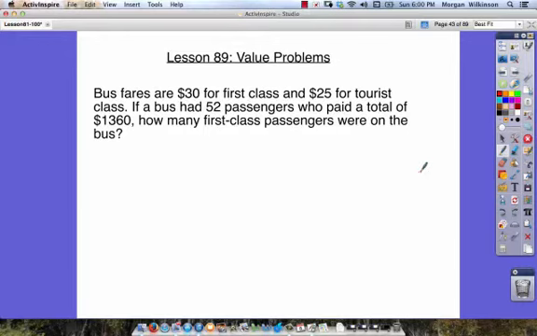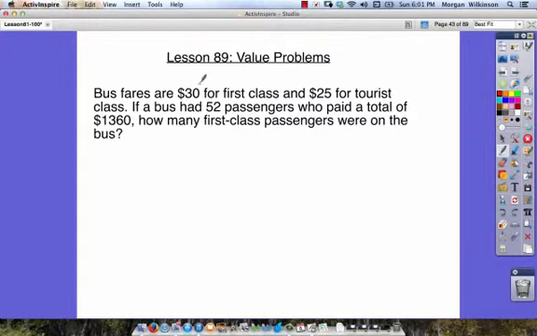Lesson number 89 today is about value problems. And our first question says, bus fares are $30 for first class and $25 for tourist class. If a bus had 52 passengers who paid a total of $1,360, how many first class passengers were on the bus? Now when we have value problems like this, we have two pieces.